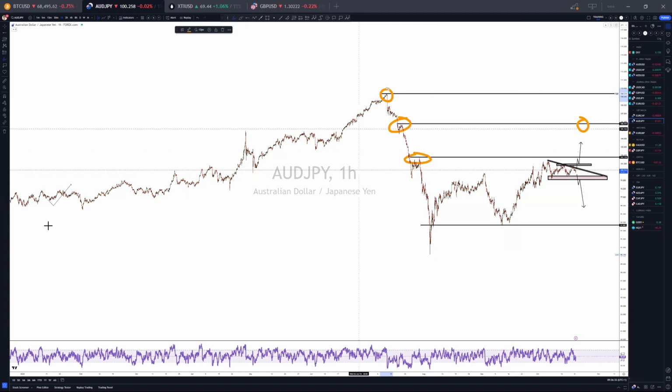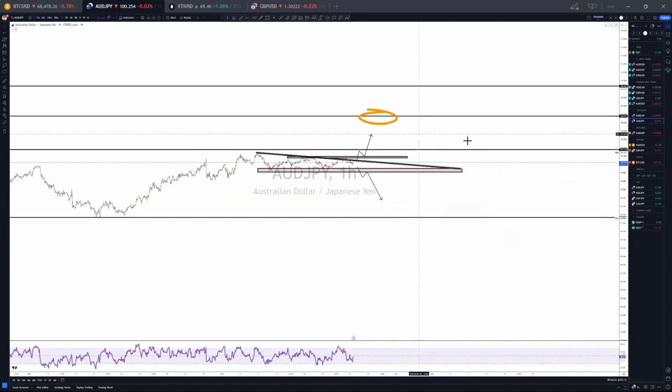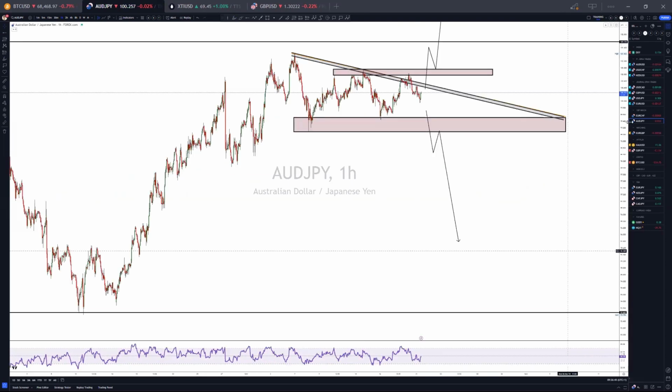All right, so that is what I'm trying to say. Moving forward, on to the next one. They're not messing anything up. Let's leave it there for now, and we move into the next pair, which is Euro GBP. So Euro GBP as well.